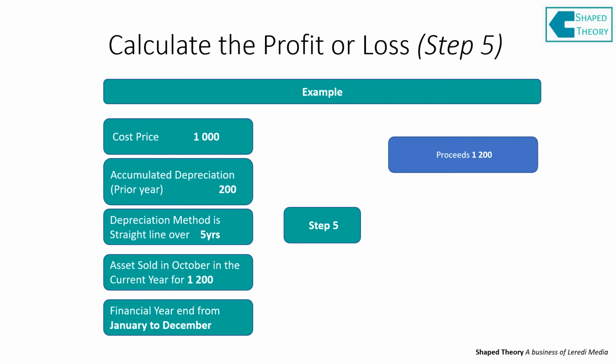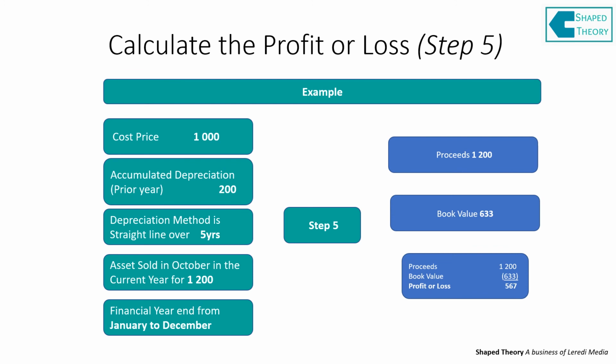As mentioned, we will therefore calculate the profit on the sale of this asset by taking the proceeds as indicated to be 1,200 and less the book value of the asset as indicated to be 633. This will give us a profit of 567 on the sale of this asset.